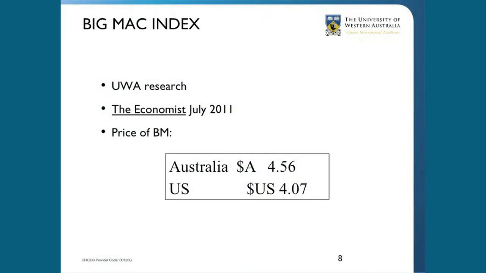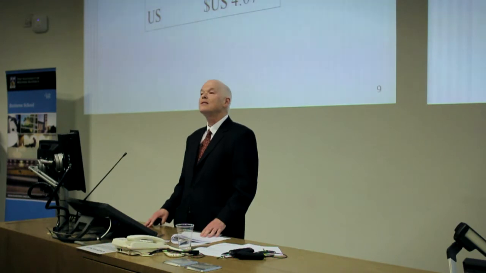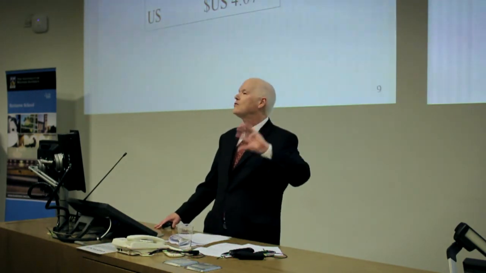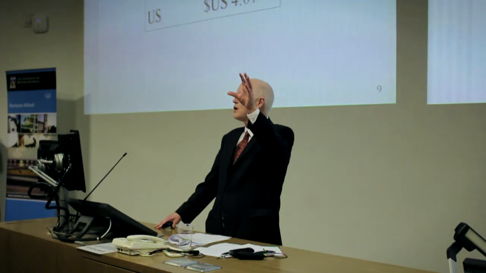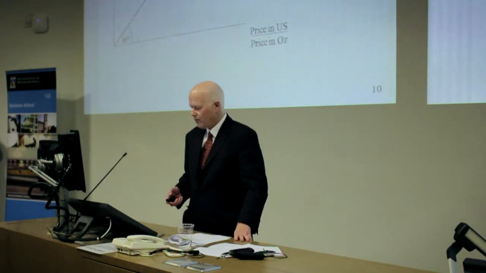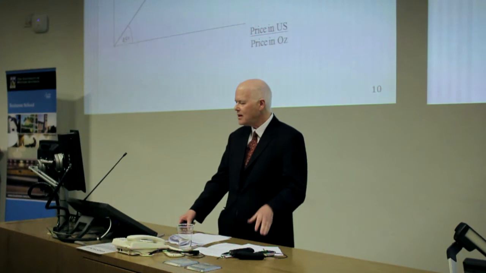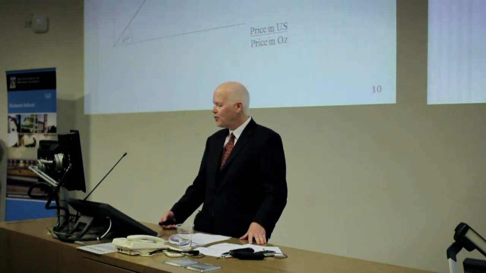It goes around the world, asks its correspondents in about 40-odd countries, what is the price of a Big Mac in the capital city of your country? Here's the answer. In Australia, July 2011, it was $4.56. In the US, it was $4.07. PPP theory says that the currency is just the ratio of those two prices, $4.07 to $4.56. So PPP theory can be summarised in the form of this little picture.